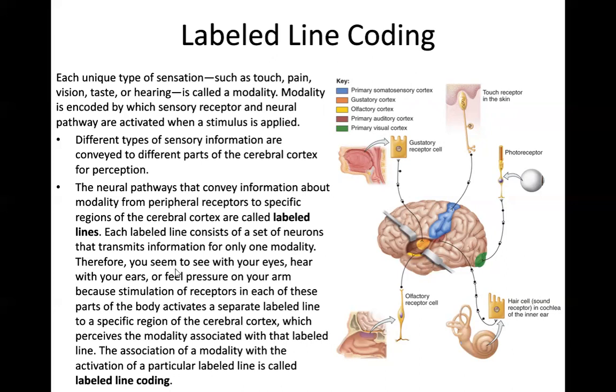They carry the information for only that specific sensation. And this is why we're able to see with our eyes, hear with our ears, feel with the pressure on your arm, because we stimulate those receptors in each of these parts of the body. And we activate a specific set of labeled lines that carry that sensation to a specific region of our cerebral cortex, where we then perceive the modality associated with that labeled line. The association of a modality with the activation of a particular labeled line is called labeled line coding. So we've talked about coding, talked about labeled lines, so when you combine those, we call it labeled line coding.